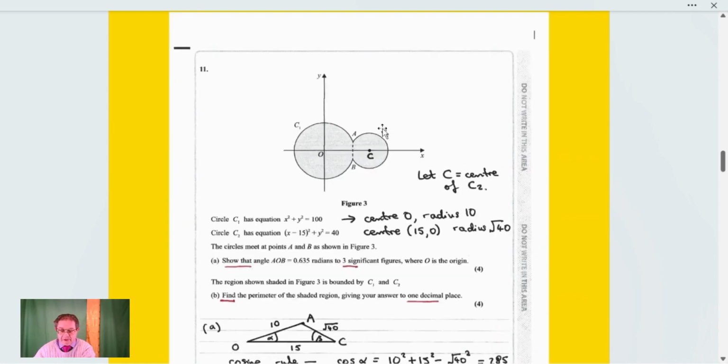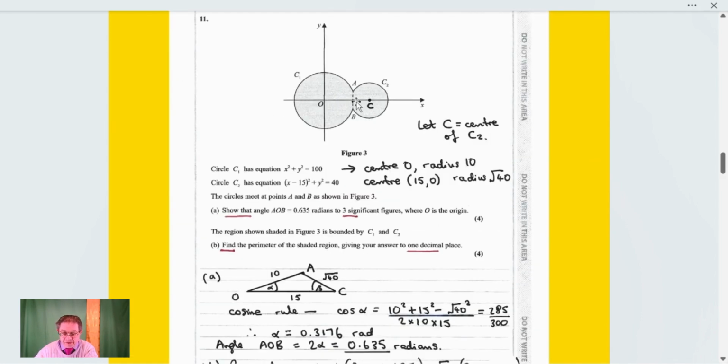On to question 11. Now, question 11 has 2 circles, 2 overlapping circles, one of them with the equation x squared plus y squared equals 100, and the other with the equation (x take 15) squared add y squared equals 40. And the question says, show that angle AOB equals 0.635 radians to 3SF. It's a show that question.